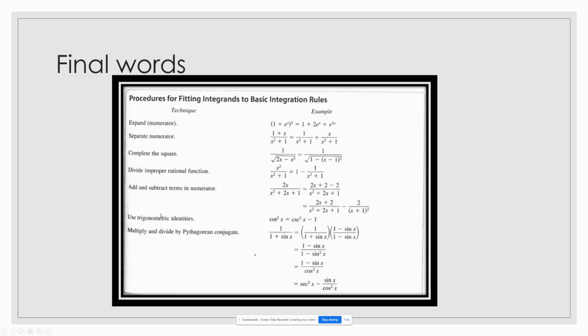The three that we did not do are things that we have done over and over again, and that's expand the numerator, separate the numerator, and multiply and divide by the Pythagorean conjugate. So as you're working through these, there are 20 basic rules to look to, which is a lot. So keep those rules in front of you and see if you can manipulate the problem to look like any one of those rules. And I think that is what is going to help you the most.